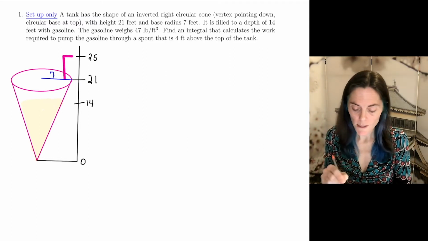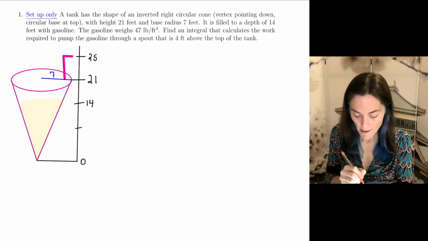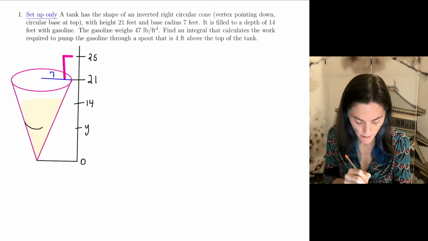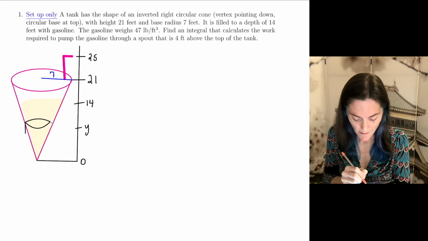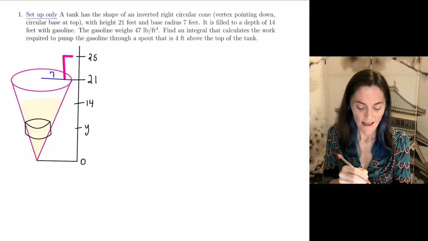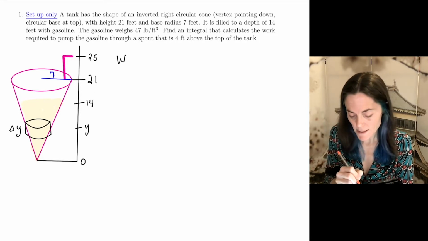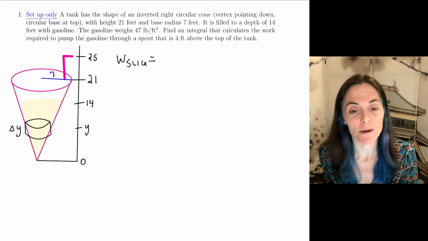What I want to do is have some height y in here. And I think about the work just for this slice. So let's slice this and thicken. And this will be thickness delta y. And let's write this down, the work for this slice. Well, we begin with how much it weighs.